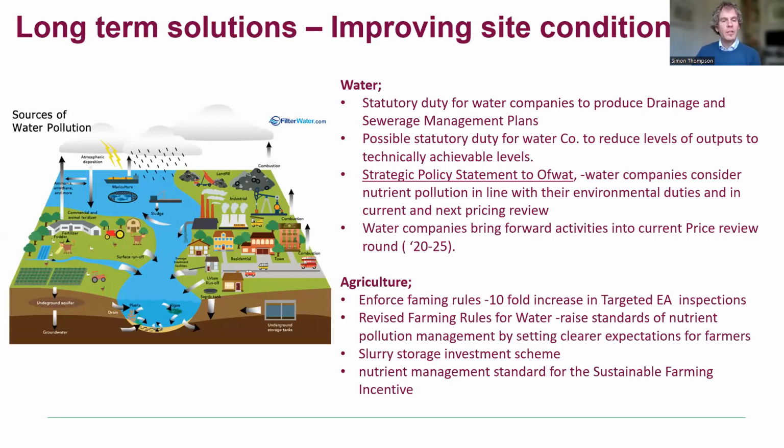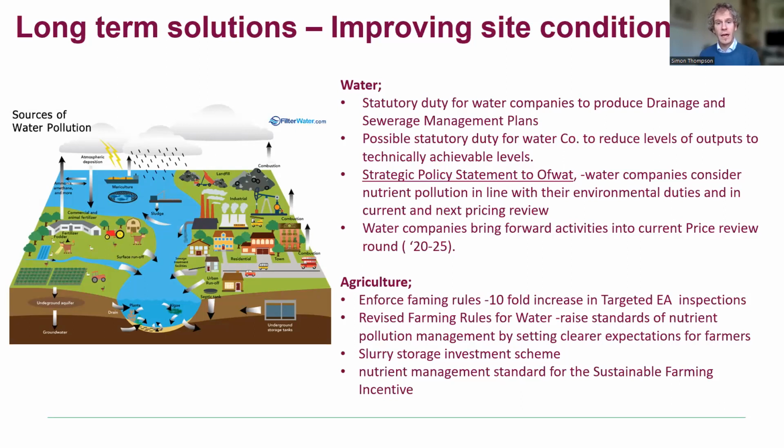And finally, just to touch on the longer term solutions and some of that wider work beyond the planning system. There are a number of things that are going on or have recently been announced that will help to improve the situation with regard to pollution in the water environment. There's obviously the duty on water companies to produce drainage and sewage management plans, which we're seeing coming forward at the moment. It says possible there, it's hopefully a little bit more certain than that now. And there is the duty on water companies to achieve technically achievable limits at wastewater treatment works in sensitive catchments.